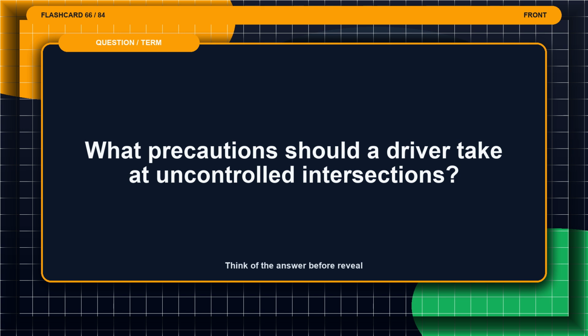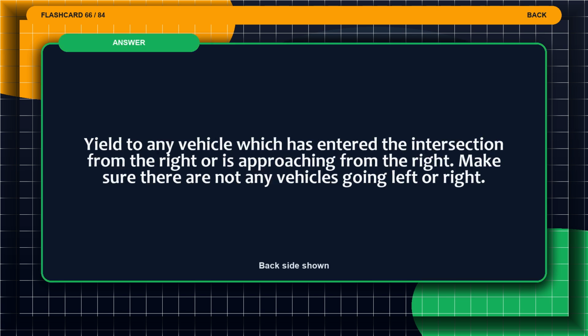Flashcard 66. What precautions should a driver take at uncontrolled intersections? Think of the answer before the reveal. The answer is yield to any vehicle which has entered the intersection or is approaching from the right. Make sure there are not any vehicles going left or right.